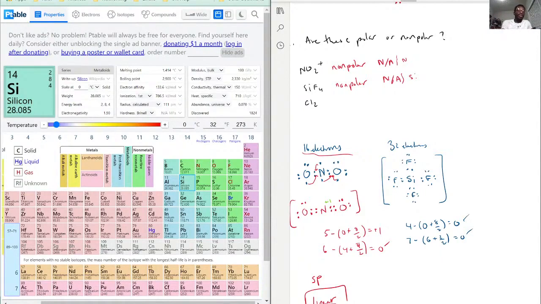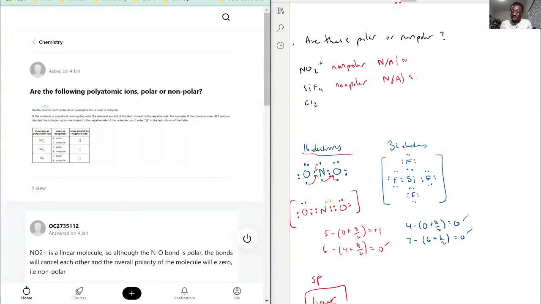So now for the last one, Cl2. So this one is just 2 chlorines. Each one has 7 electrons, that's 14 total. And it's just going to be Cl, Cl. So this one right away, you know for sure, they're going to be non-polar because they're both the same element, so they're going to equally pull at each other.